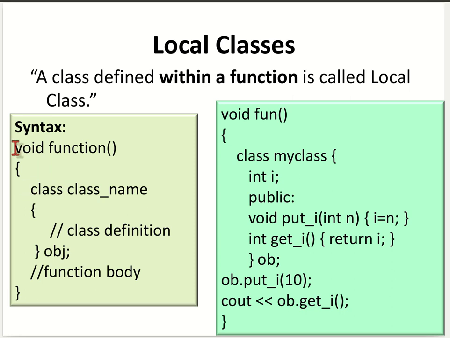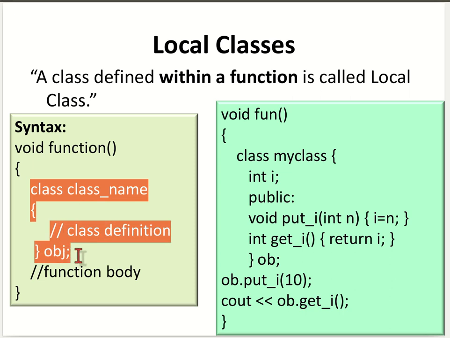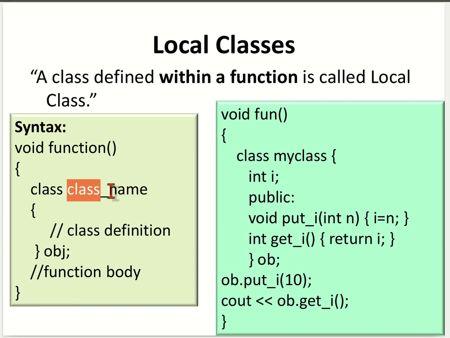So this is a function, just some function. Inside this function we are creating another class, and I am creating an object inside also. So this class will be used inside this function only. This obj as well as this class will be accessible only inside this function. This is known as local scope classes, or local classes.